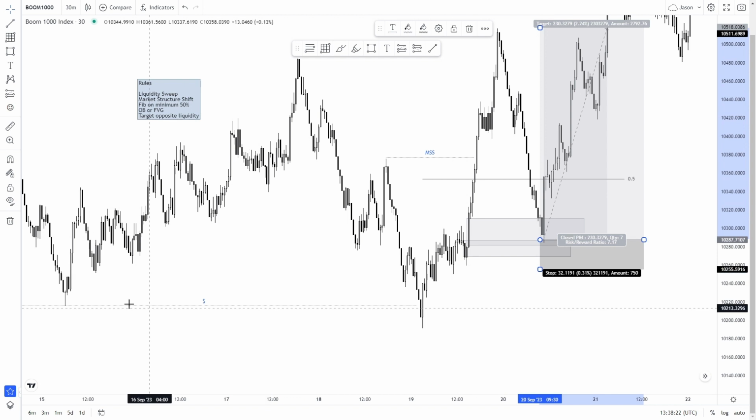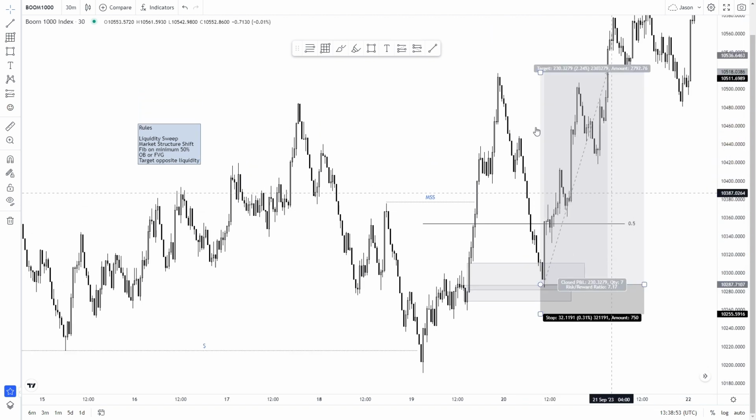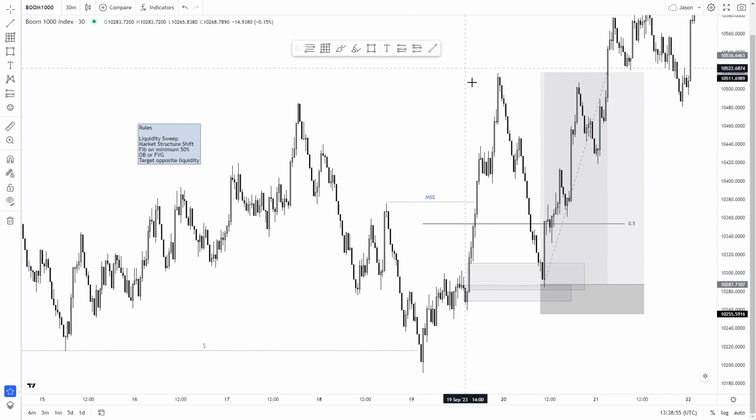So let's quickly recap this one. Liquidity was swept, market structure shift, big impulse move that broke the structure there. Draw our FIB level. We want to enter below the 50%. We have a fair value gap and an order block that created this impulse move. You can either enter at the top of the fair value gap, middle of the fair value gap, or the top of the order block. And where do we target? We target the next level of liquidity.